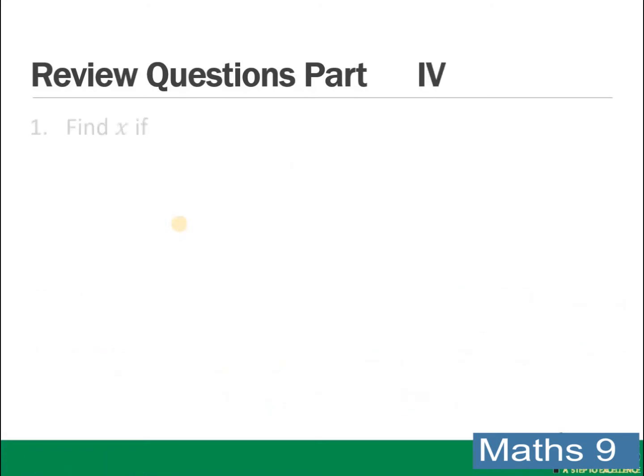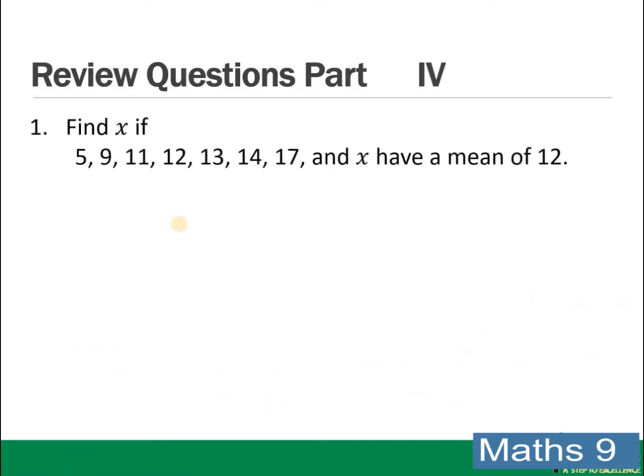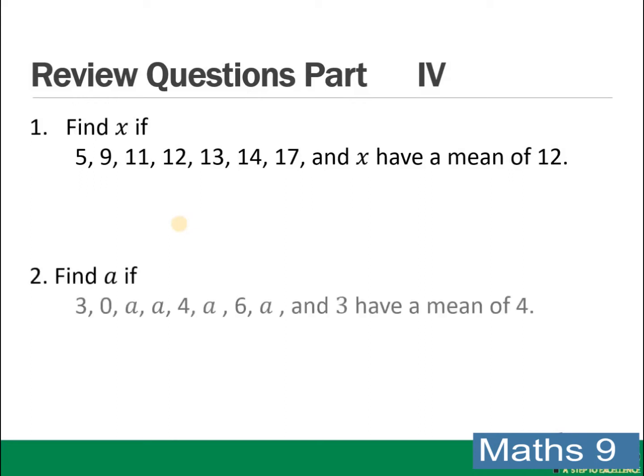Part 4. Find x if 5, 9, 11, 12, 13, 14, 17 and x have a mean of 12. Find a if 3, 0, a, 4a, 6a and 3 have a mean of 4. Pause the video whilst you work them out.